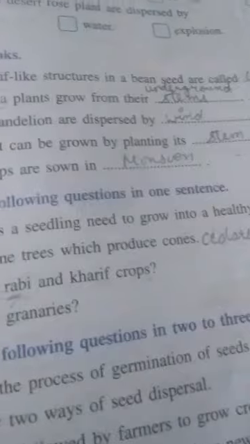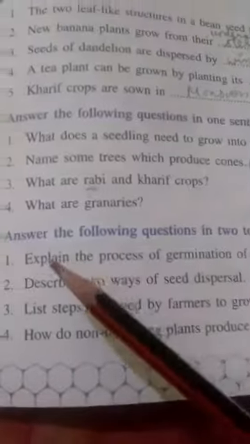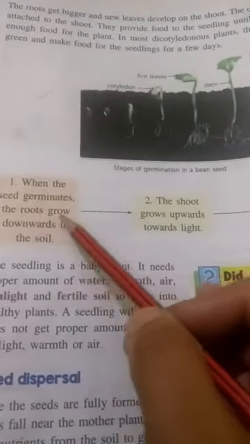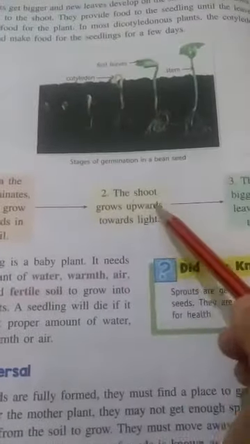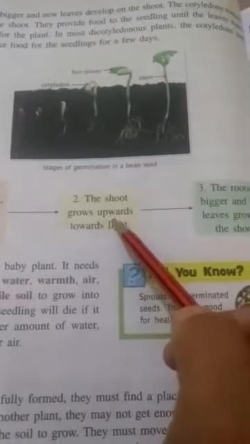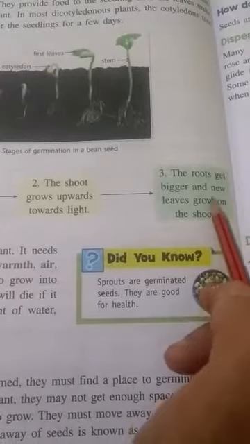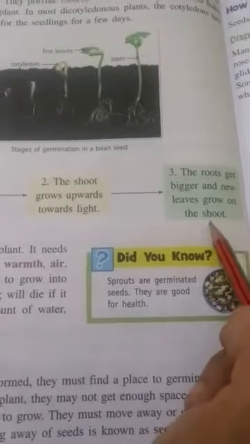Clear? Next question. Explain the process of germination of seed with a label diagram. The answer is on page number 6. As you can see, when the seed germinates, the root grows downward in the soil, the shoot grows upward toward the light, the roots get bigger and new leaves grow on the shoot.